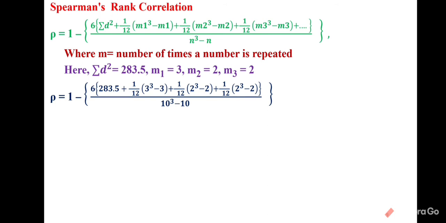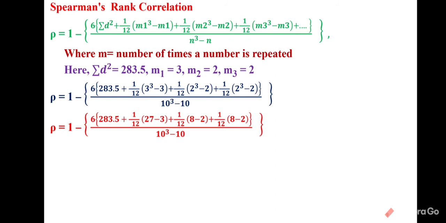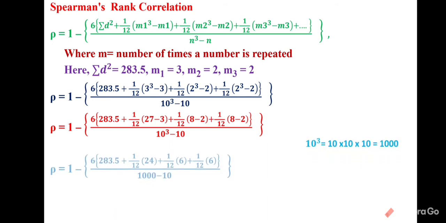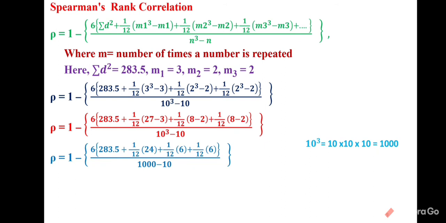Then 10 cubed minus 10. So we know these values. We can simplify. 27 minus 3, 1 by 12, 8 minus 2, 8 minus 2. Simplify that. 10 cubed, 10 into 10 into 10, 1000. So simplify this. So we'll get 24 divided by 12, 6 by 12, 6 by 12. So simplify this.